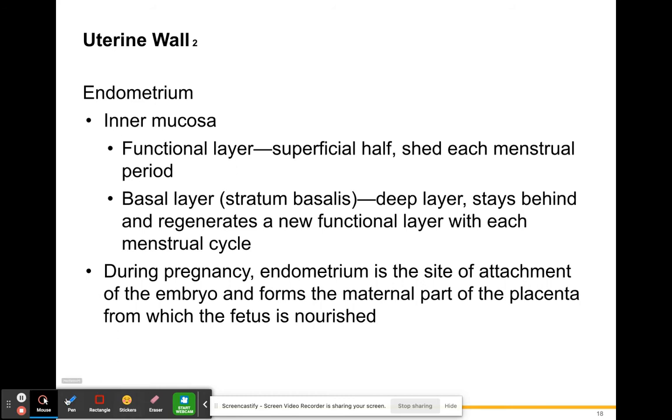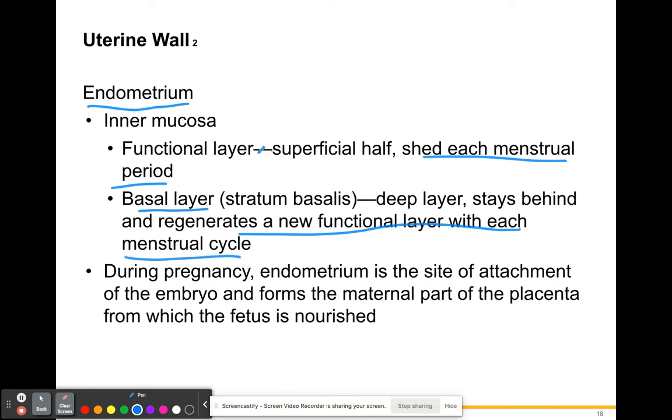The endometrium is the innermost layer of the uterus. This is going to shed each menstrual cycle or each menstrual period, which we'll talk about later. The basal layer of the endometrium is the deep layer, which generates a new functional layer after every menstrual cycle. So once the functional layer is shed, the basal layer will regenerate a new functional layer. And during pregnancy, the endometrium is the site of attachment of the embryo. That's where the embryo is going to form during those 9 months, and that's where the placenta will form as well, and that will nourish the fetus.